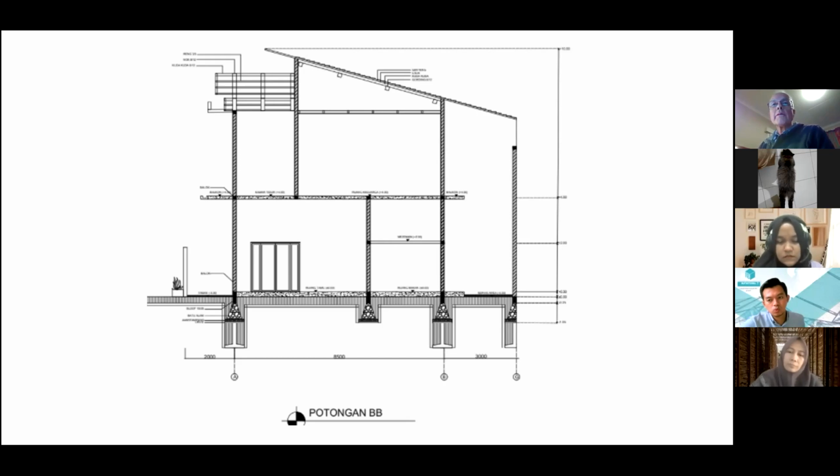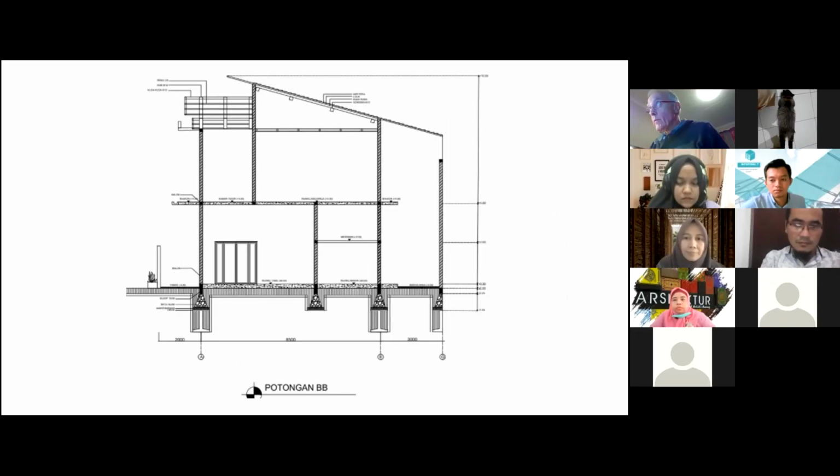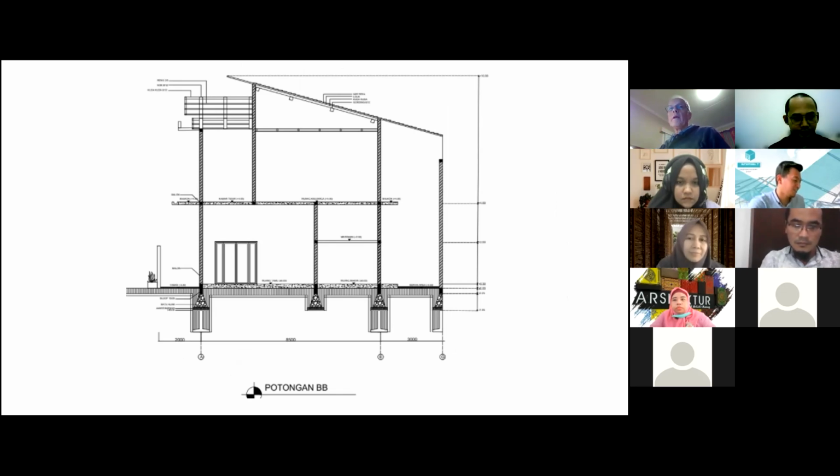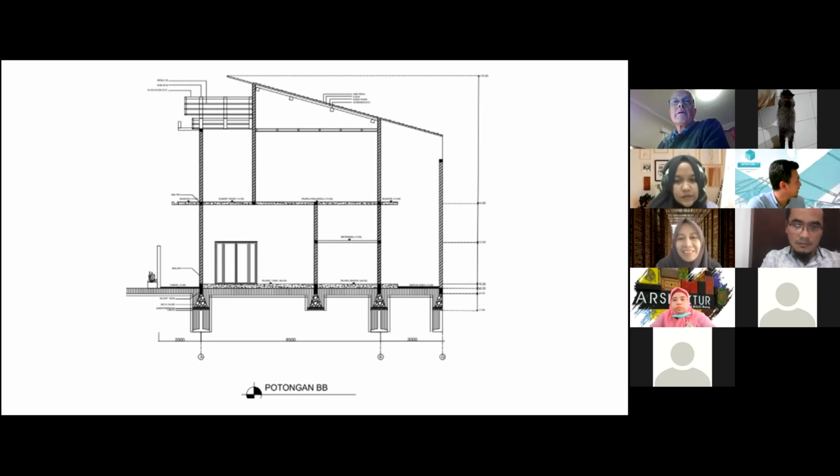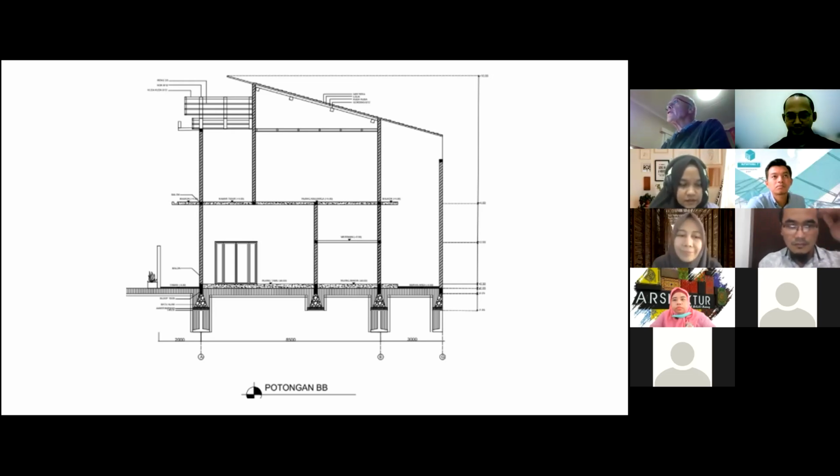Let me pause and see if any of you would like to ask a question about the roof structure. Not yet, Prof. Are there no questions? No, not yet. Okay, well, let me continue.